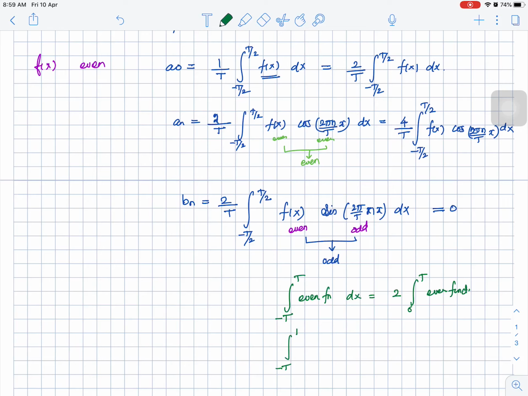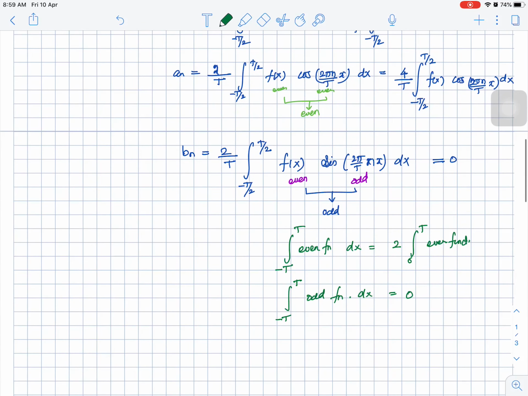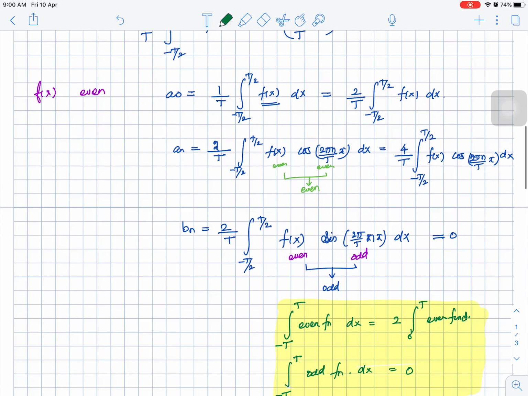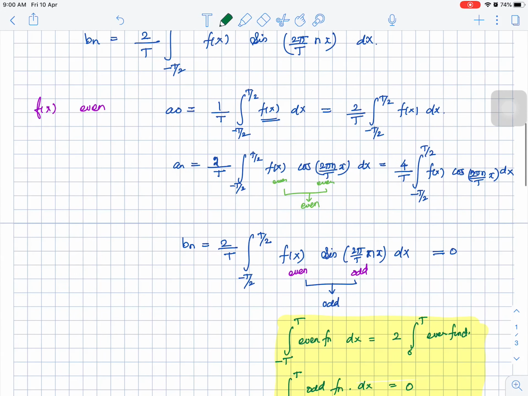So similarly, if we have an odd function in the integral, this will give 0. This is a result that you can check. If you do the integral, you will always get this result. Irrespective of the limit, if the limit is symmetric and the function is odd or even, then you will get this result.